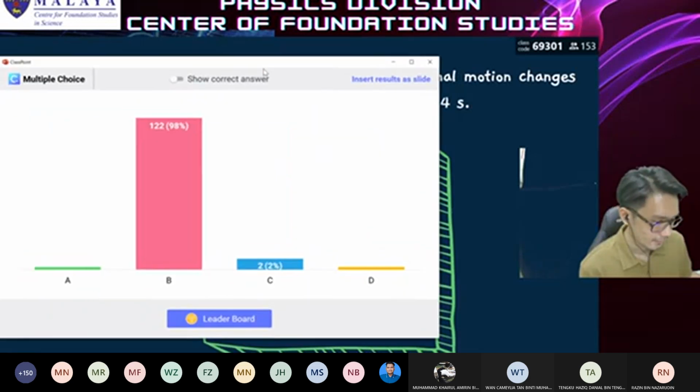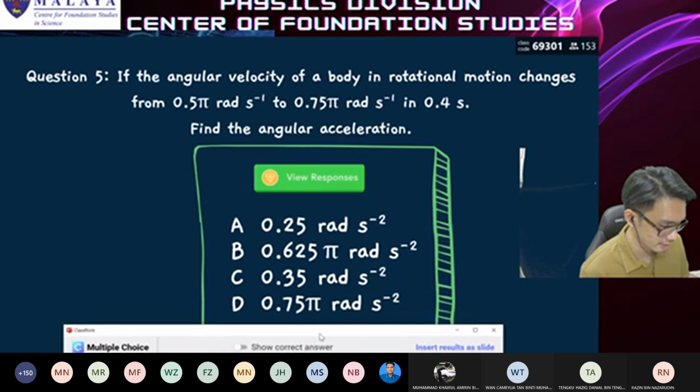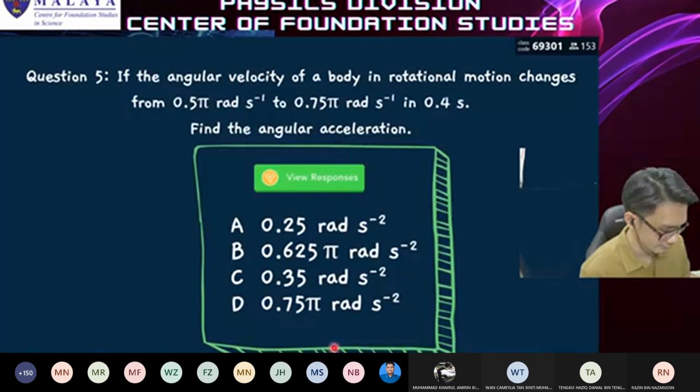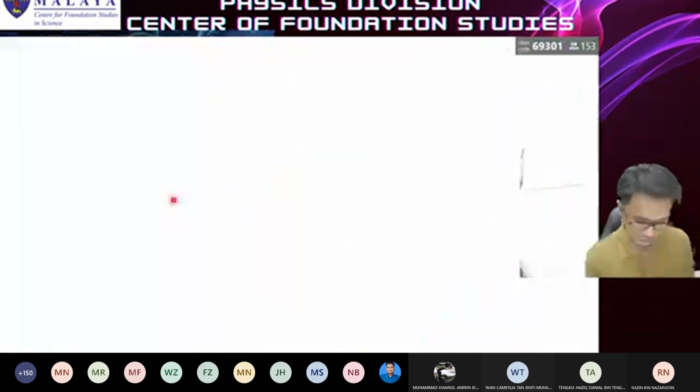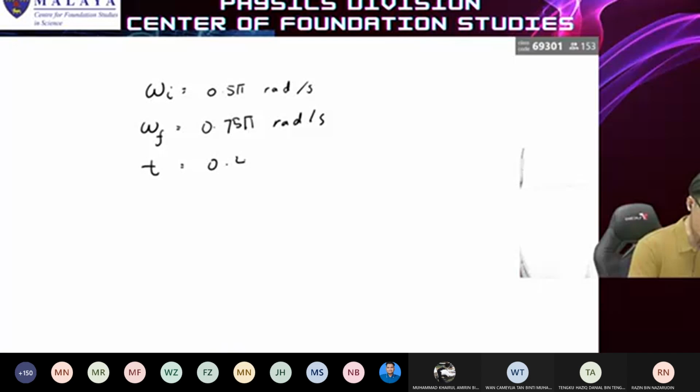Tengok jawapan. Okay, 122 orang menjawab B and 2 menjawab C. C jawapan dia 0.35 radian per second square. Okay, kita tengok apa jawapan dia. Okay, let me open my whiteboard. Okay, so soalan dia bagi the initial angular velocity is 0.5 pi radian per second, and then the final angular velocity is 0.75 pi radian per second, and also dia bagi time adalah 0.4 second.